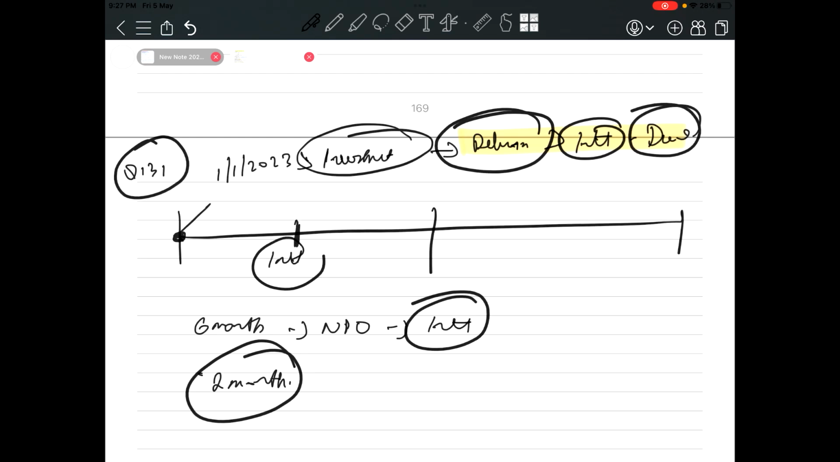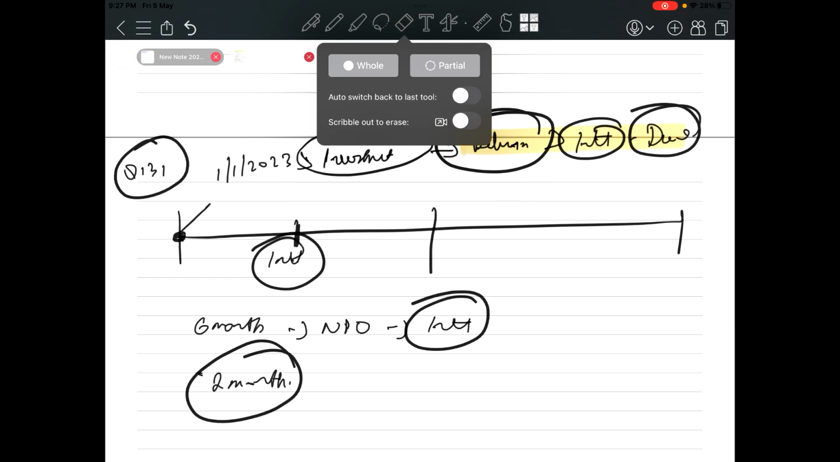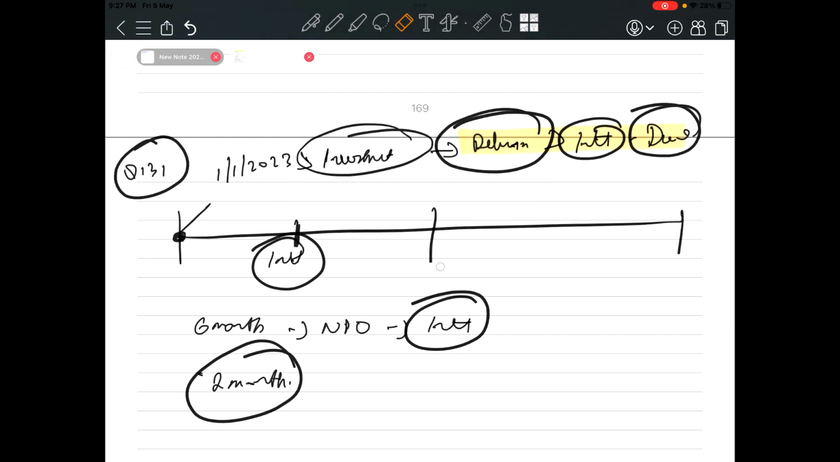So here, this is the 6 months, they should receive interest here, and again at this point on 31st December they will receive interest. Now this is 1/1/2023 and this is 31st December 2023. So what will be the 6th month? It will be 1st June 2023. They should receive interest at this period. The first interest will be received here, the second interest will be received here.